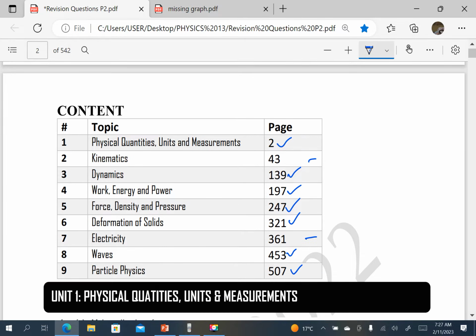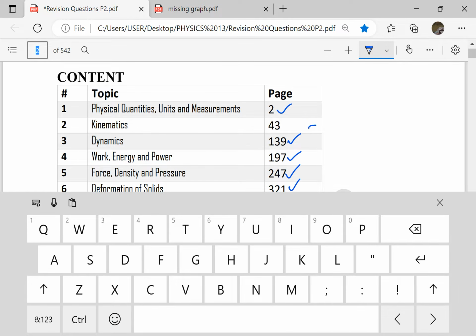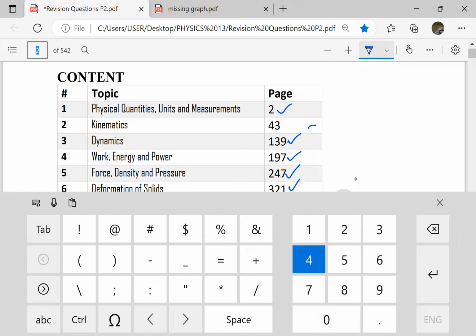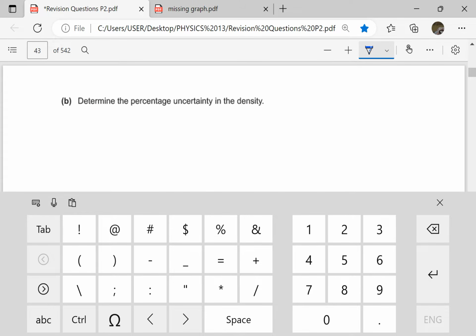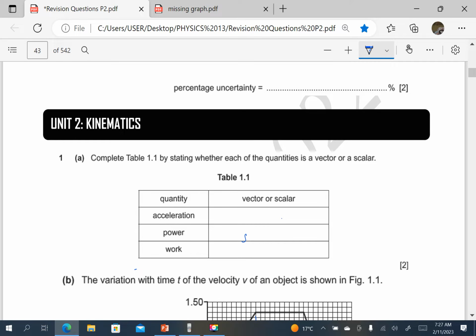So I think we have finished solving physical quantities, units and measurements in the videos. We have finished solving dynamics, work, energy and power, force, density and pressure, deformation of solids, waves, and particle physics. So we are remaining with kinematics and electricity. Let's look for kinematics. Kinematics is on page 43.